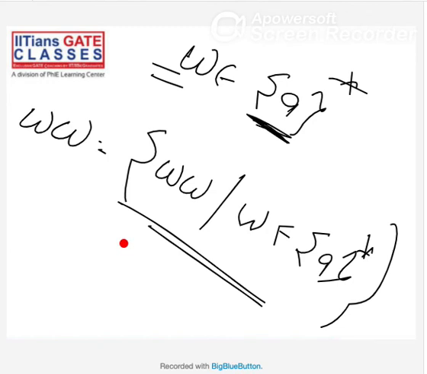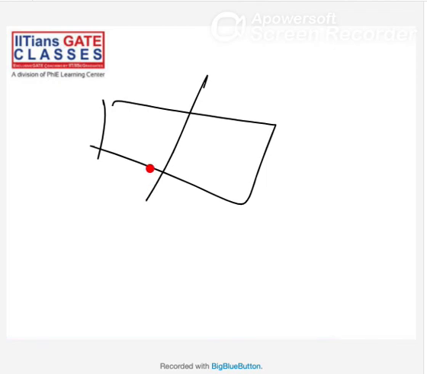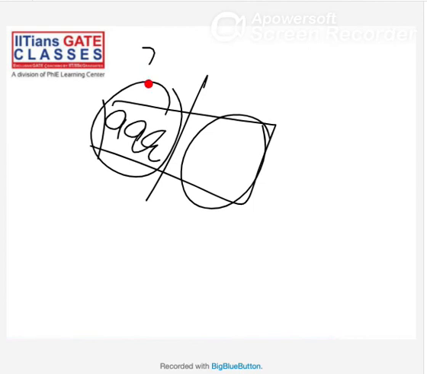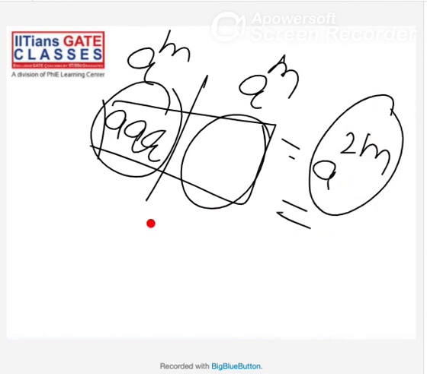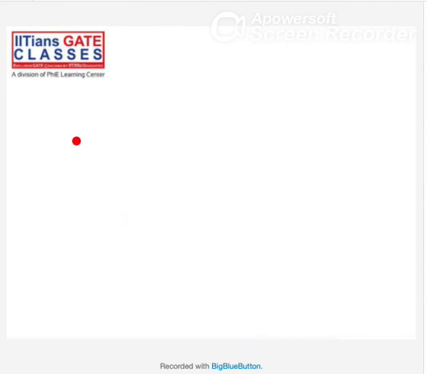One thing you can notice, just use your creativity: this language says that you have two halves. In the first half you have W, which is all A's. Let's assume you have A power M here, then in the second half also you have A power M. That is A power 2M. Basically your language is just that the number of A's is even.